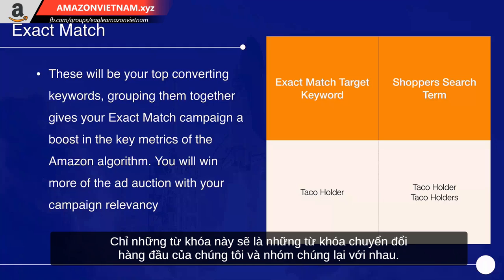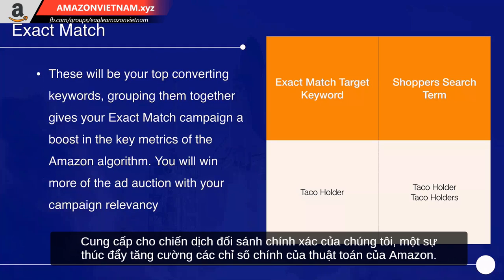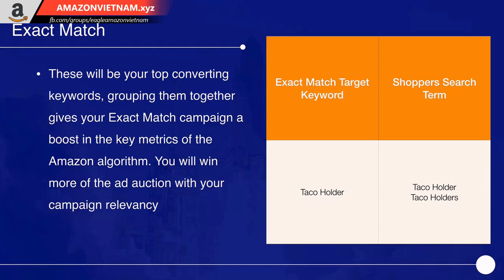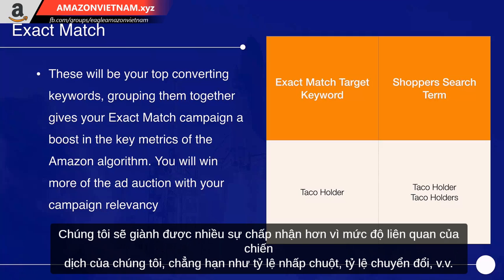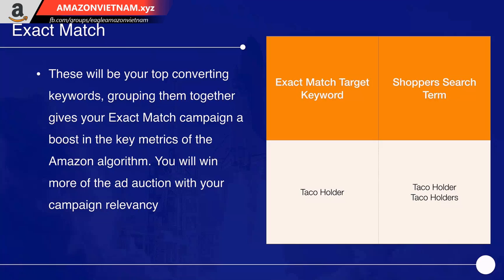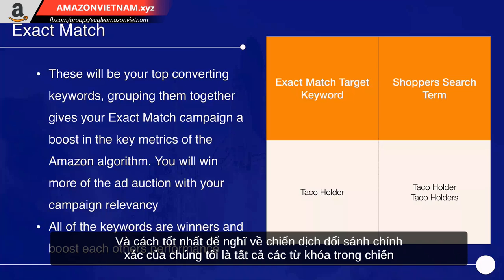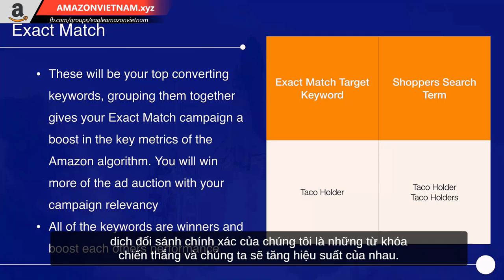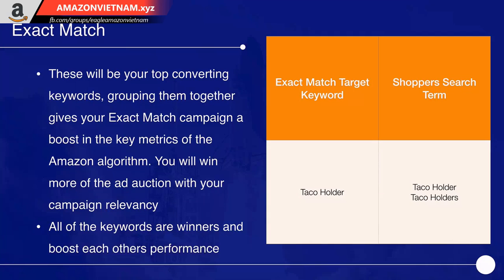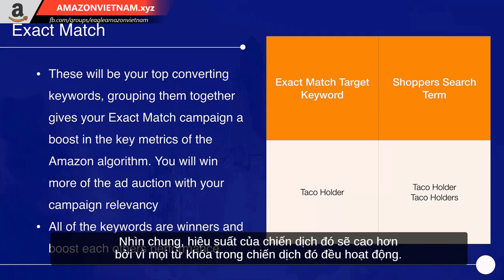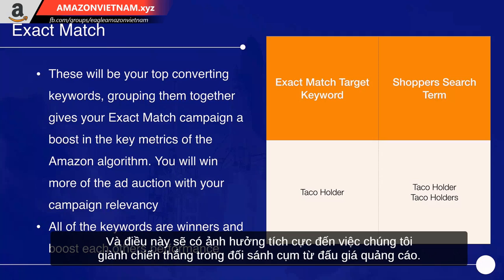These will be our top converting keywords, and grouping them together gives our Exact Match campaign a boost in key metrics of Amazon's algorithm. We will win more of the ad auction because of our campaign relevancy, such as our click-through rates, conversion rates, etc. And the best way to think about our Exact Match campaign is all of the keywords in our Exact Match campaign are winning keywords and will boost each other's performance. Overall, the performance of that campaign will be higher because every keyword in that campaign is performing, and this is going to have a positive influence on us winning the ad auction.